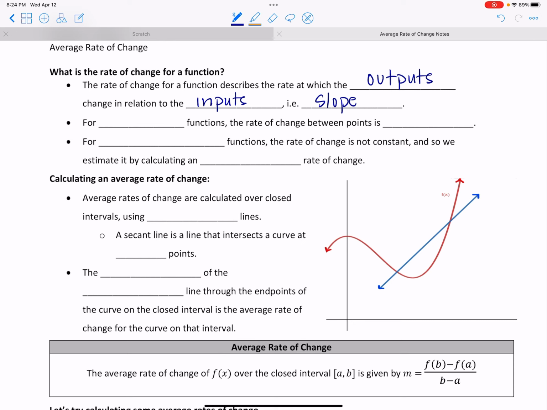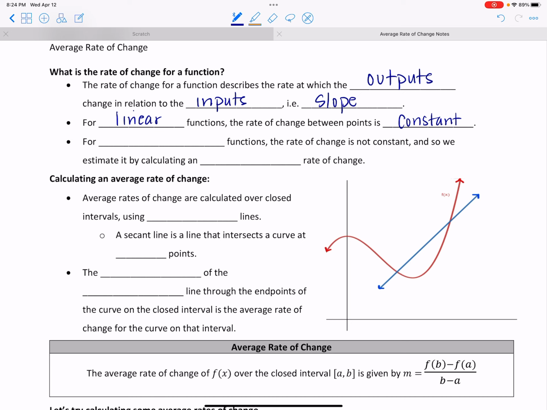Now, if we're looking at a linear function, which is, again, what we did in the previous topic, then the rate of change between any 2 points is going to be constant. So you can pick any 2 points on the graph of your linear function, or any 2 points on your line, and calculate the same exact slope.